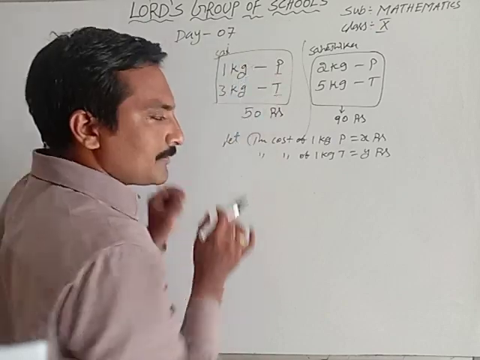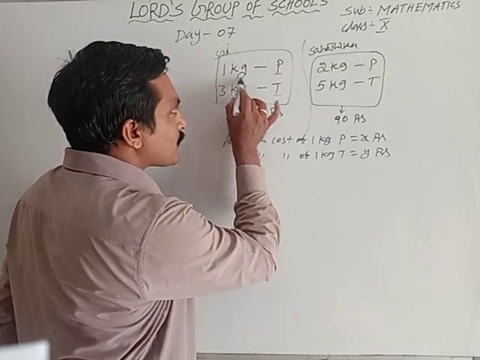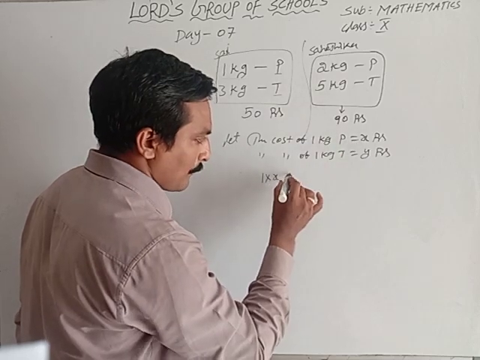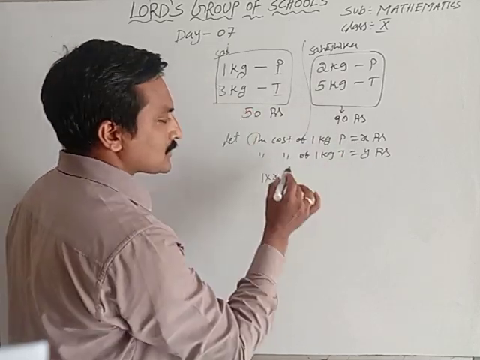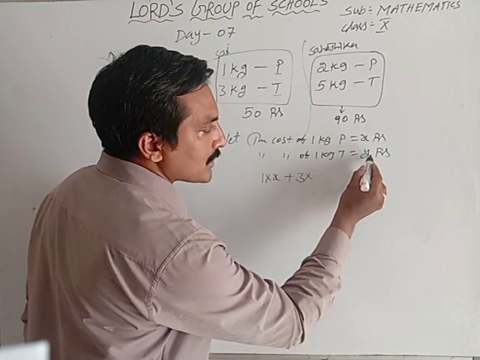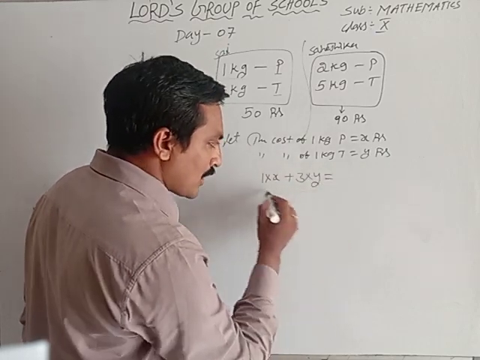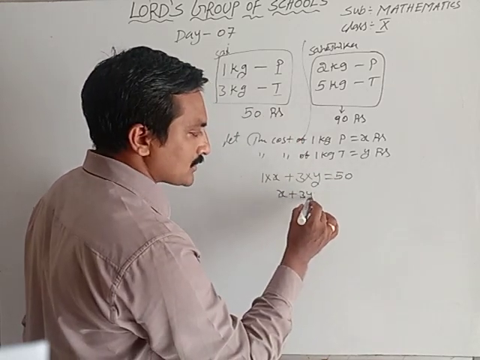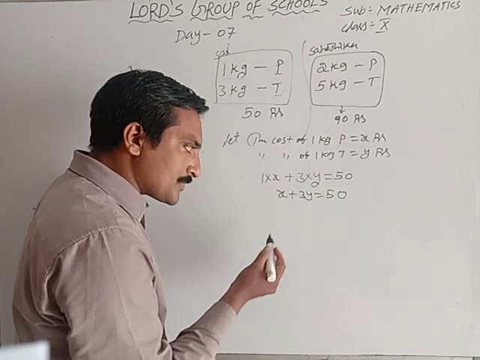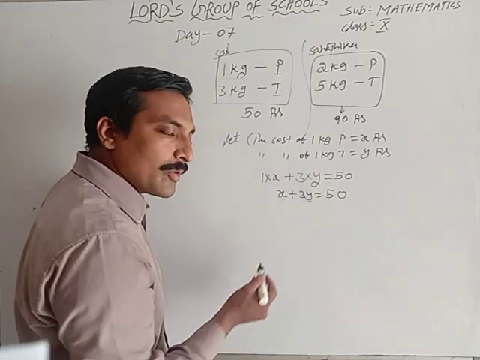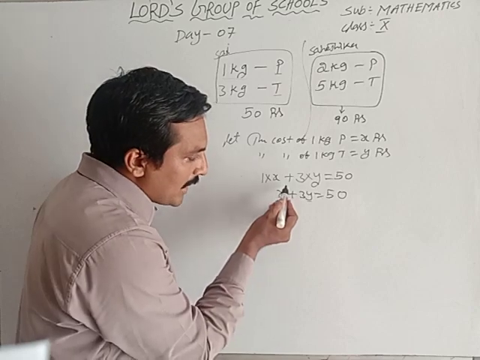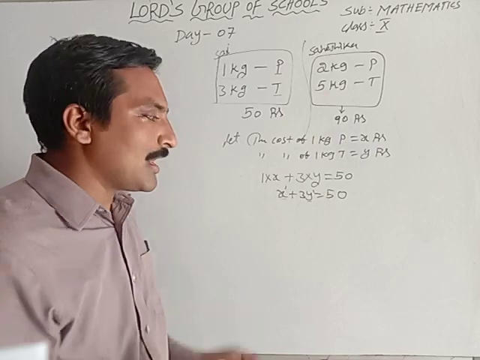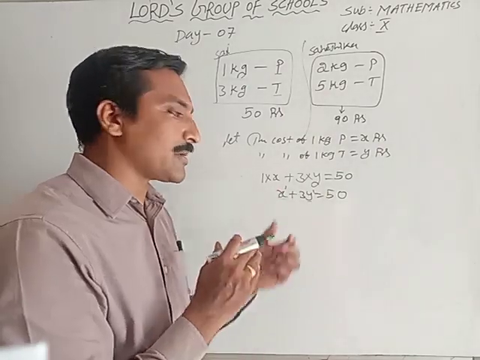Now comes to Sai. How many kgs potato did she purchase? 1 kg. 1 into each kg is x rupees, plus 3 kgs tomato, 3 into each kg tomato value y rupees. The together cost is 50 rupees. Now x plus 3y is equal to 50. Now you have to observe, this is one variable, this is one variable, 2 variables are present. Each variable's power is 1 only. This is a linear equation in 2 variables. Like that you have to prepare the linear equation in 2 variables.